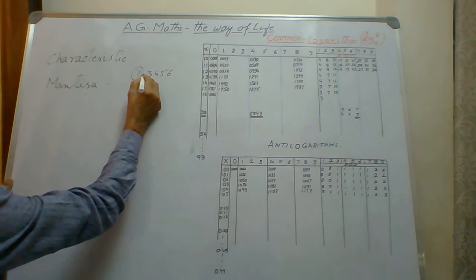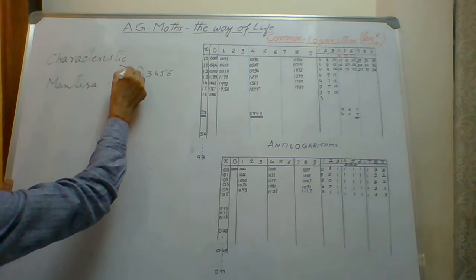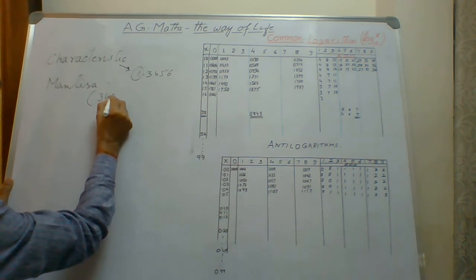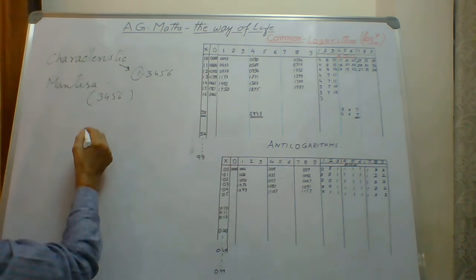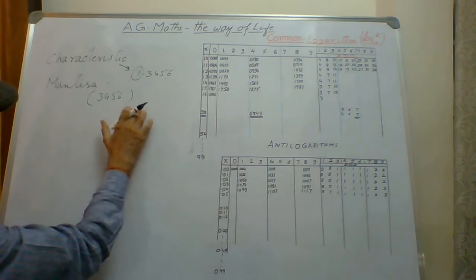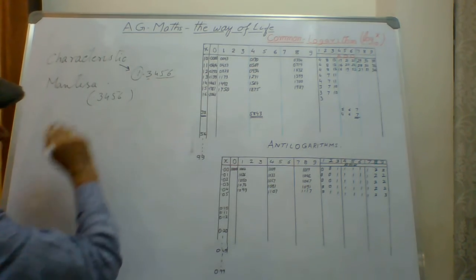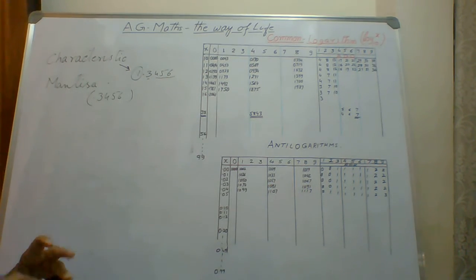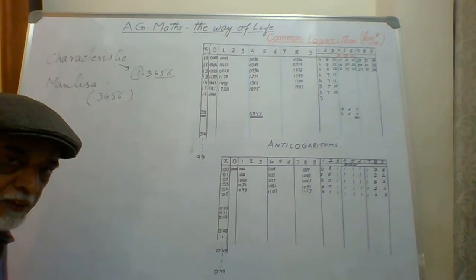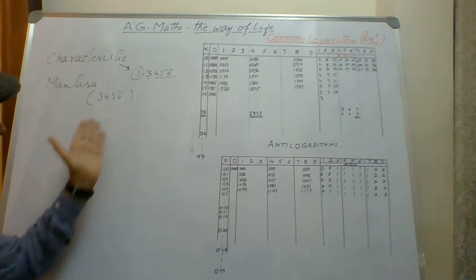Then this, before the decimal, is called the characteristic, and after the decimal is called the mantissa. And the mantissa always starts with a decimal. I am talking only of 4 places of decimal, because in our school booklet of logarithm you'll find only 4 places of decimal. When you go to college, you'll find more than 4.